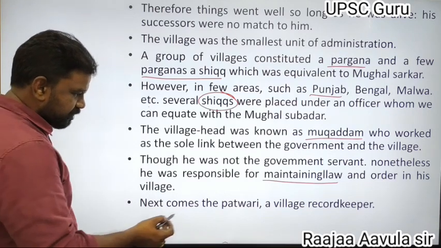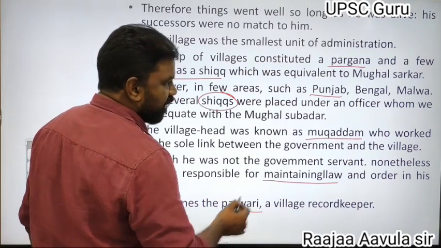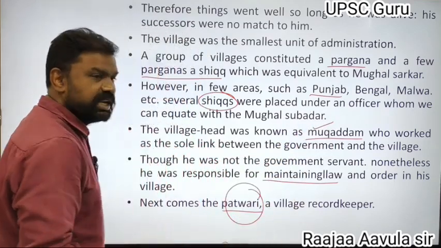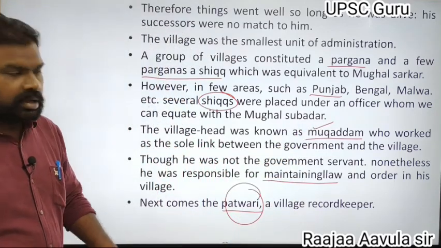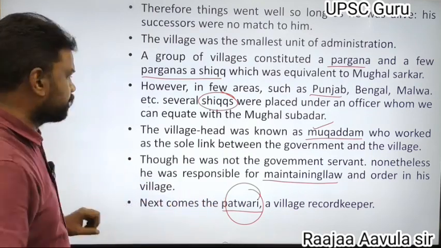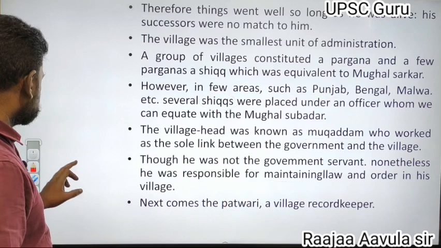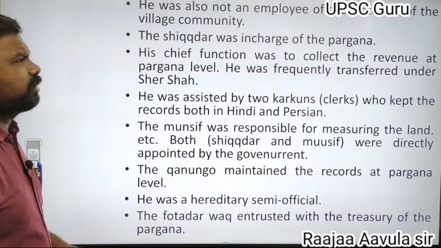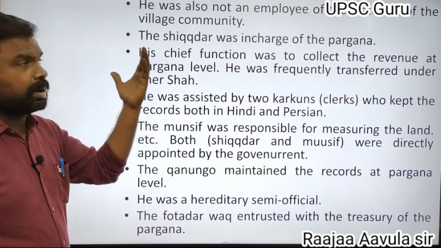Next to the Mukuddam in the village comes the Patwari. Patwari was a village record keeper. The land records in the villages would be kept under the control of the Patwari. So he was also not an employee of the state, but belonged to the village community.